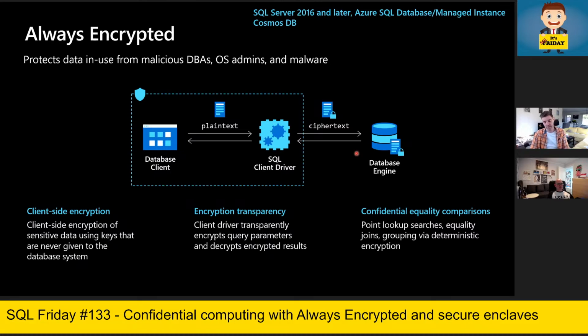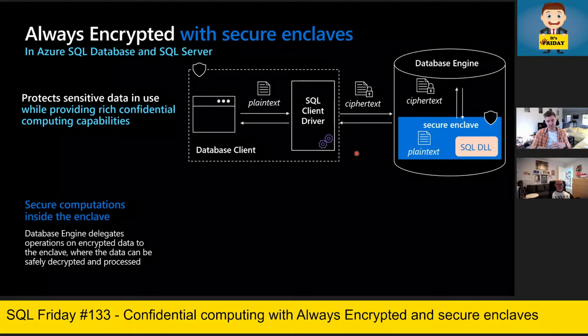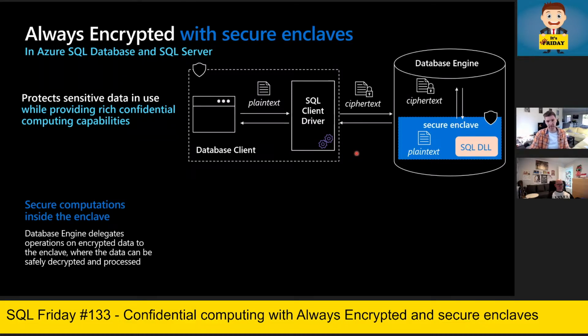Now we wanted to address these problems, and we created a better version of Always Encrypted, which is called Always Encrypted with Secure Enclaves. That is available in SQL 2019 and SQL 2022, and is also available in Azure SQL Database. So the principle is exactly the same. However, now the database engine can use a secure enclave. And what it means is that when the database engine needs to do computations on an encrypted column, it's going to delegate that computation to a secure enclave.